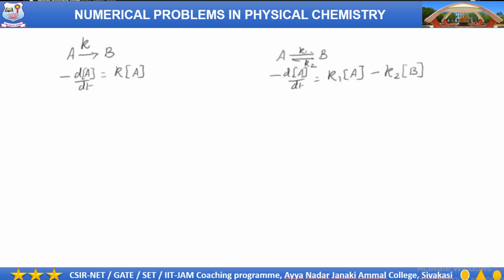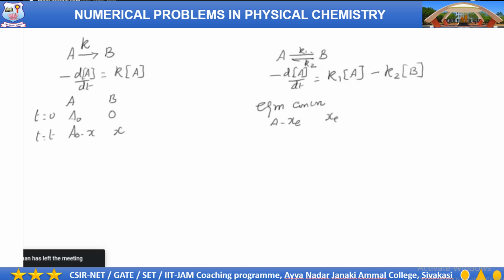Here, in addition to introducing a reverse arrow, initially the concentration of B is 0. We put the concentrations of A and B at time t equal to 0 as A0 and B0. At time t, A is A0 minus X, where X is the amount reacted. In addition to these, there is one more concentration, the equilibrium concentration. At equilibrium, the concentration of A would be A0 minus Xe, and the concentration of B would be Xe. Therefore, one more concentration term is introduced.